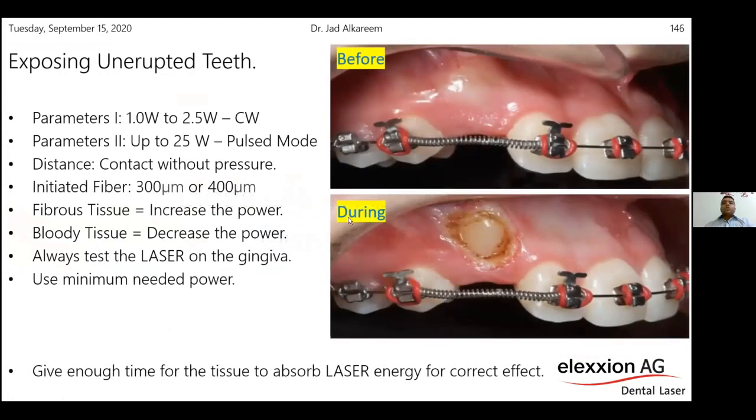Then I will go to the orthodontic applications related to diode laser. Also, you can expose unerupted teeth. So this is the picture before. Here is the picture during the treatment. You can see there is no bleeding at all.